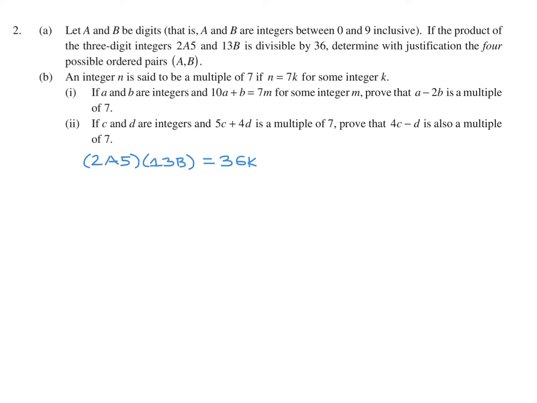Now, we've got 36k, which is what? The 36 is 9 times 4, and we can further write that as 3 times 3 times 2 times 2. And this is where you bring in divisibility rules.